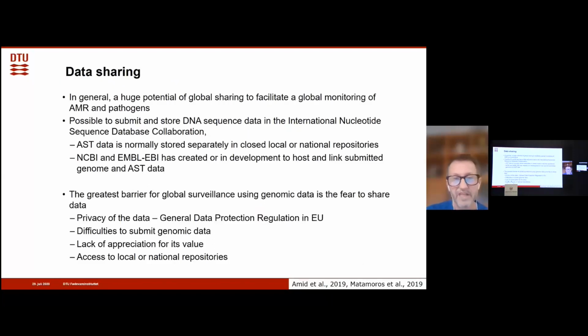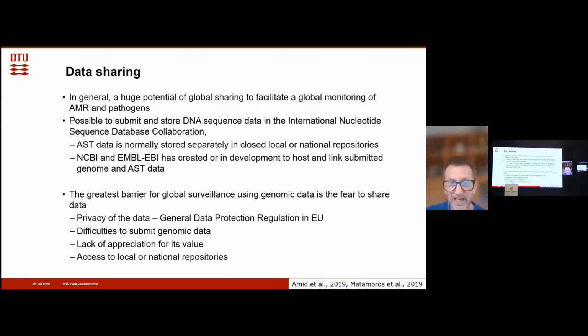So we also have, of course, some potential in sharing data. This is also in place: we actually now have global sharing platforms available for global monitoring of AMR and pathogens. So it's actually possible to submit and store genomic data in large international nucleotide sequence database collections. And now there are also attempts to store susceptibility data. I know that NCBI and also ENA have created repositories where you can also store phenotypic data.